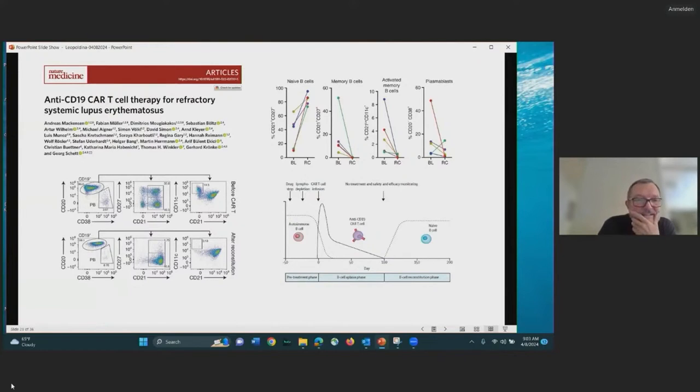So this is then clearly a difference with Mackensen, who very clearly identified naive B cells as really rapidly repopulating the patient's bloodstream. And in fact, it seems to correlate with the gradual decline of anti-CD19 CAR T cells that then allows the new repertoire to arise and hopefully, as we see at this point, be free of any detectable autoantibody levels.